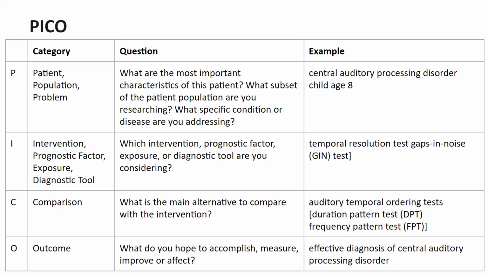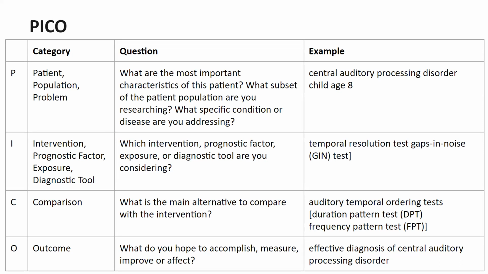I stands for intervention, prognostic factor, exposure, or diagnostic tool. Essentially, this is what you're considering for your patient. In our case, we're looking to diagnose central auditory processing disorder for a child aged 8 and want to know the effectiveness of the gap in noise test.